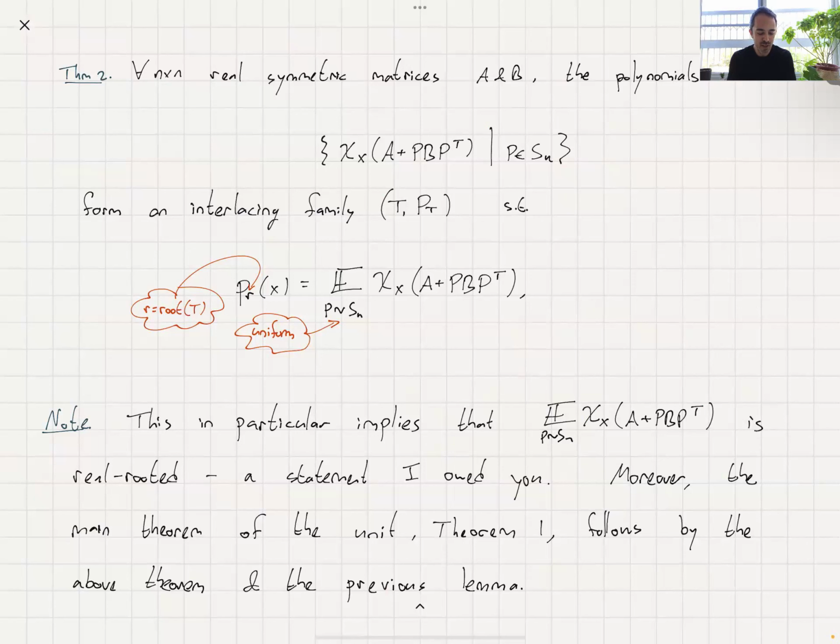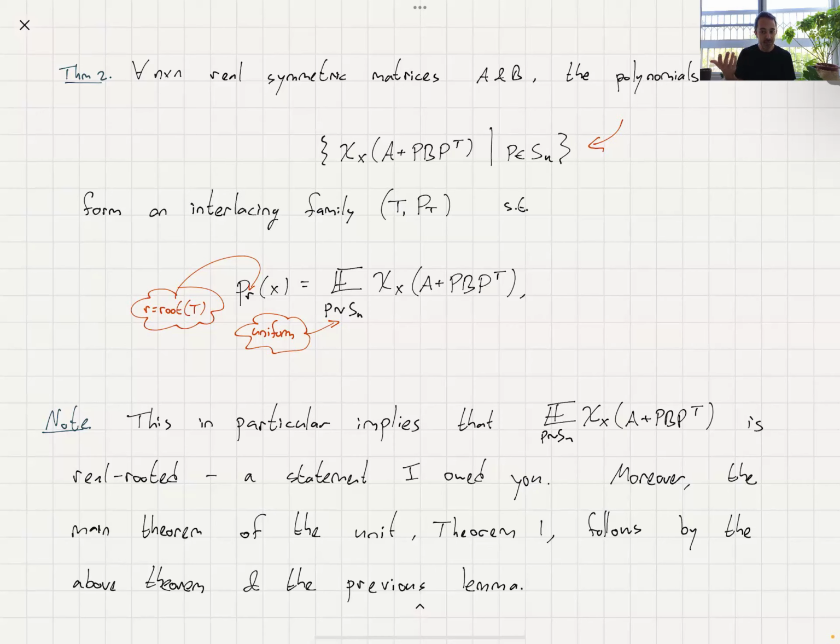Okay, and so the main theorem that we are proving here, which will imply the main theorem of the unit, is that for any n by n real symmetric matrices A and B, the set of polynomials that we care about, namely the characteristic polynomials of A plus PBP transpose, when you go over all P in Sn, this set actually does form an interlacing family.